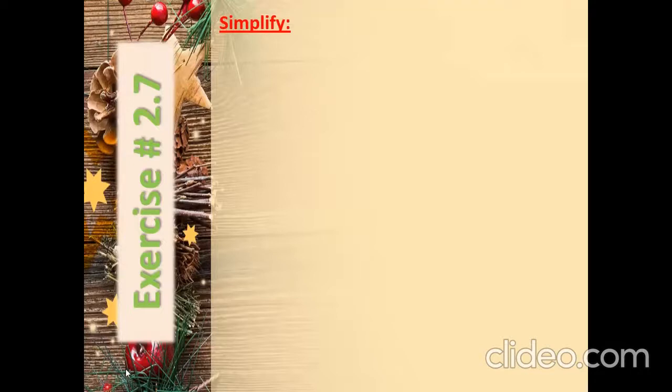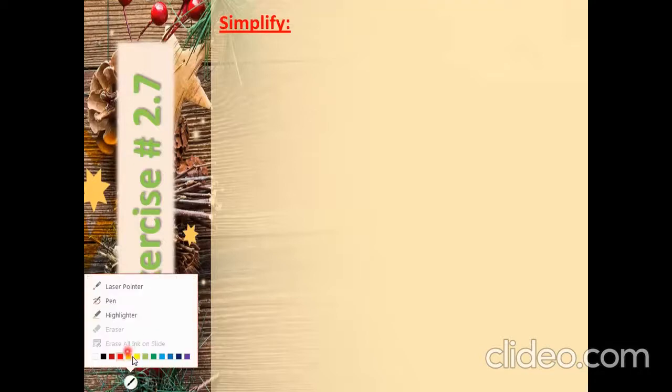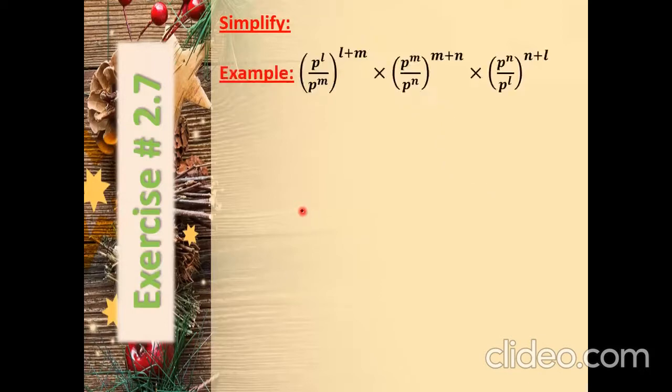Now the question is simplify. Here you have p raised to the power l divided by p raised to the power m, and it has whole power which is l plus m. Multiply by p raised to the power m divided by p raised to the power n, and it has whole power which is m plus n. Multiply by p raised to the power n divided by p raised to the power l, and it has whole power which is n plus l, and you have to simplify it.